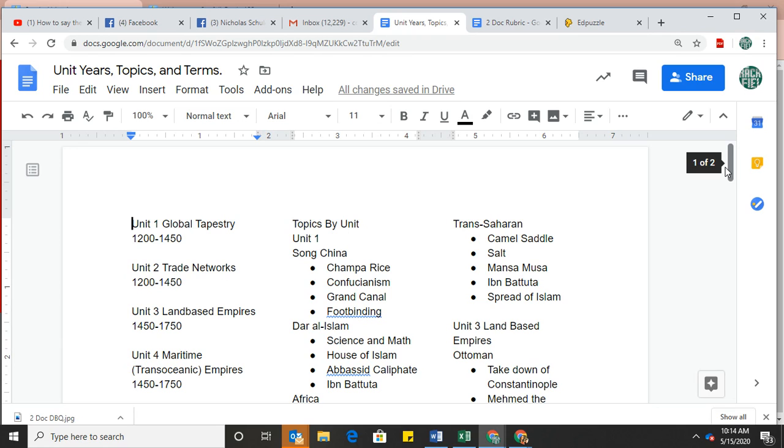It definitely helped me because I didn't know exactly how to do it until I Google searched it, and I hope it helped you. So what I want to talk about today is another document that I created. I need to put a little bit of onus on you to help you out. So what I created is a unit years, topics, and terms. And why I did that is because you will see a prompt.